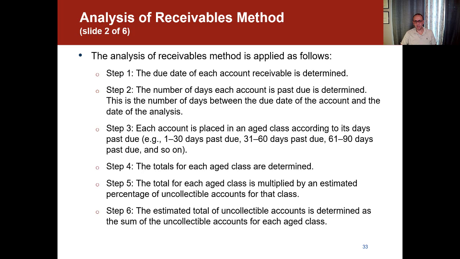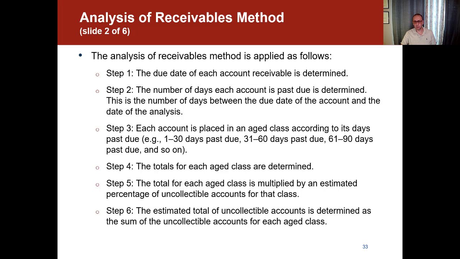So there are a few steps that we have to go through. The analysis applies these steps, and let's see them quickly and briefly to understand how it works. The first step is the due date of each account receivable is determined. Then the number of days each account is past due is determined. This is the number of days between the due date of the account and the date of the analysis. Then in step number 3, each account is placed in an age class according to its days past due, like separate categories: 1 to 30 days, 31 to 60 days past due, 61 to 90, and so on.